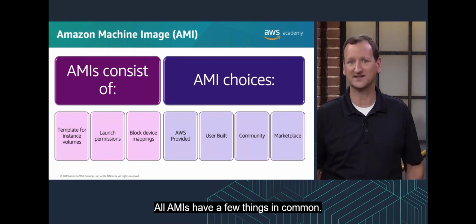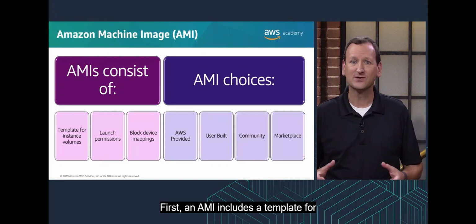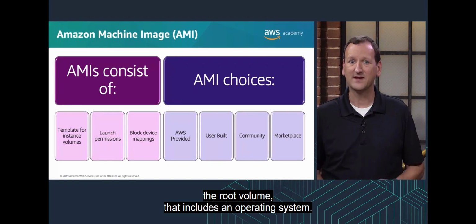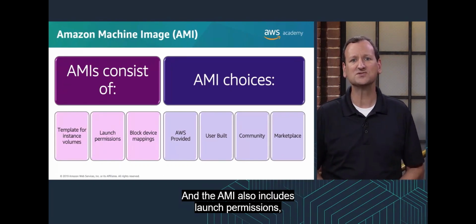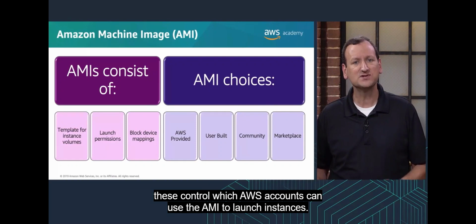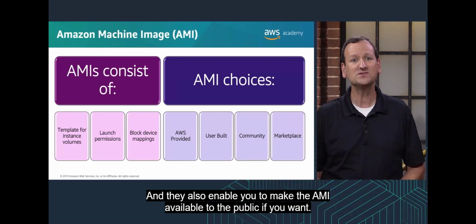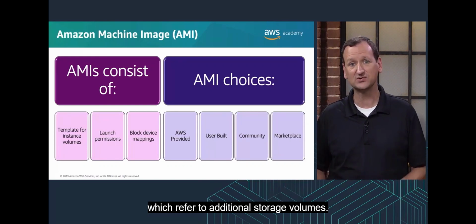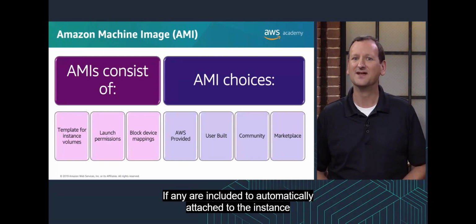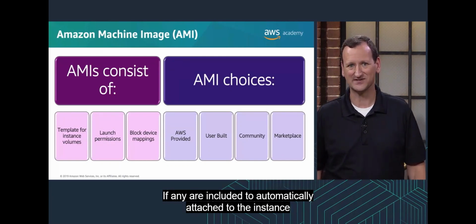All AMIs have a few things in common. First, an AMI includes a template for the root volume. That includes an operating system and perhaps also an application server or other applications and so on. And the AMI also includes launch permissions. These control which AWS accounts can use the AMI to launch instances, and they also enable you to make the AMI available to the public if you want. And then finally, the AMI also includes block device mappings, which refer to additional storage volumes, if any are included, to automatically attach to the instance when it's launched.